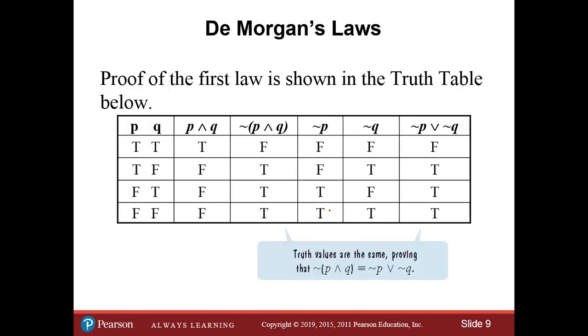So now the proof that the first law holds is shown in the truth table. If we look at this negation and compare it with this, we can show equivalence by showing that they have the same truth values going down the table. If you construct your truth table, you can show that these two are indeed equivalent. I would also do that for the second law, and show that they are indeed equivalent statements.